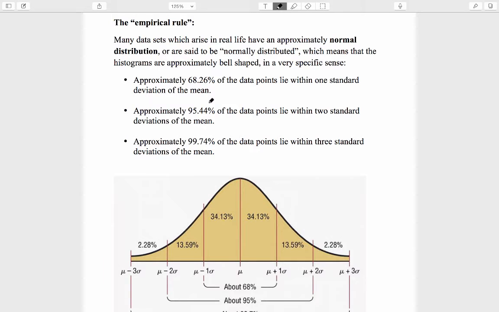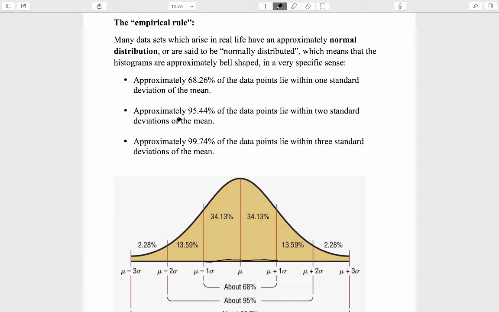Many data sets which arise in real life have an approximately normal distribution, or they are said to be normally distributed, which means that when you plot the data, you get something approximately bell-shaped in the very specific sense that approximately 68.26% of the data points lie within 1 standard deviation of the mean, as represented here, anywhere between the mean minus 1 copy of sigma up to the mean plus 1 copy of sigma.